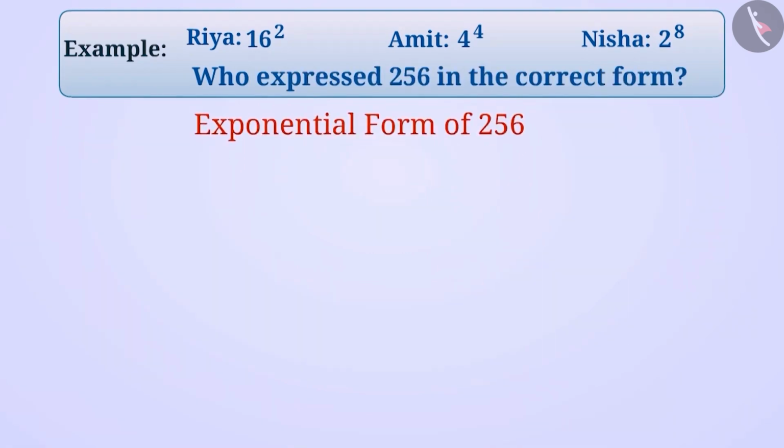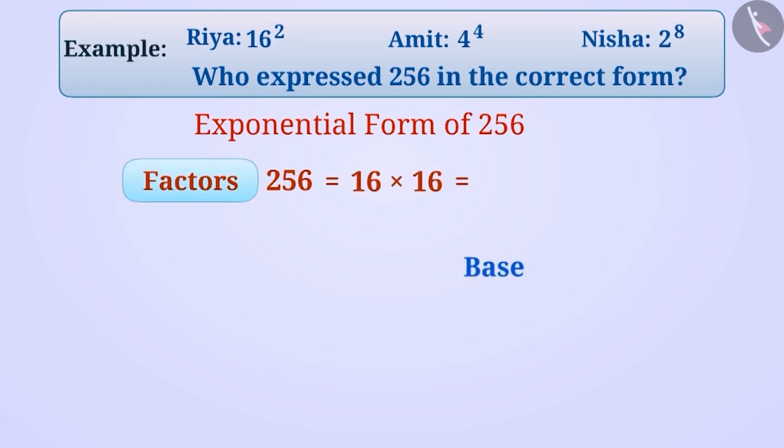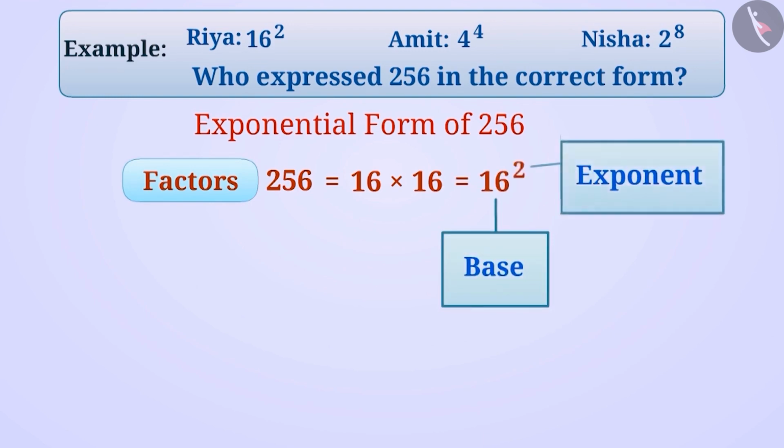Here we have to express 256 in exponential form. Can you tell how we would express it in exponential form? Think about it. Absolutely right. For this, we will have to obtain the factors of 256. We can express 256 as 16 multiplied by 16. That is, we can express 256 as 16 raised to the power of 2 by taking base 16 and exponent 2.